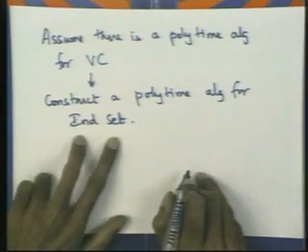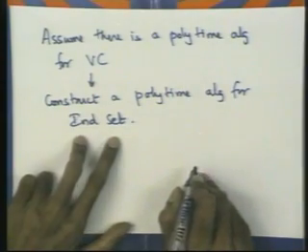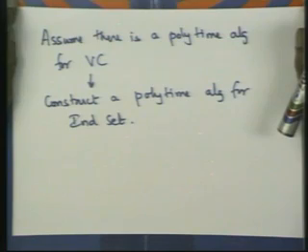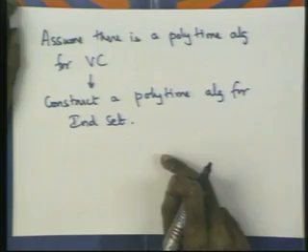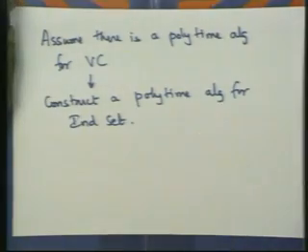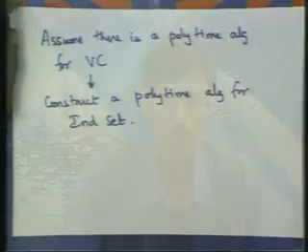Instead of independent set, I could have chosen clique, or satisfiability. One of these three problems I could have chosen. In fact, as we go along, we could choose any of the already proved NP complete problems. But the trick is to choose the right one, so that proving this becomes easier. So we assume there is a polynomial time algorithm for vertex cover, and we'll construct a polynomial time algorithm for independent set.